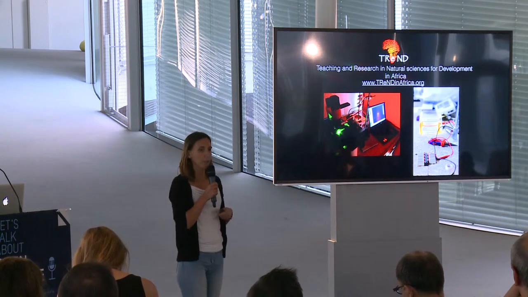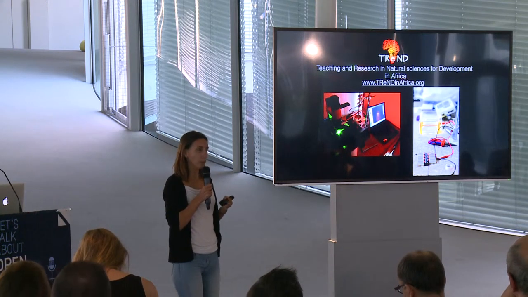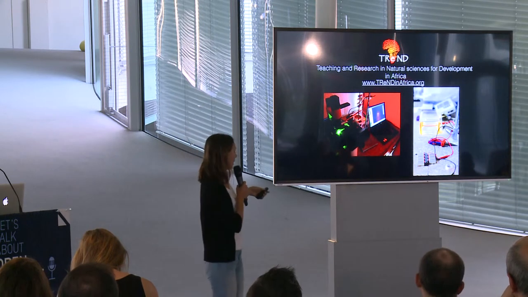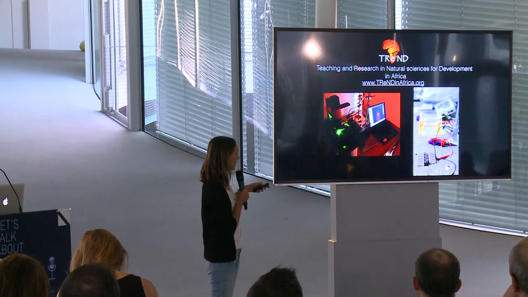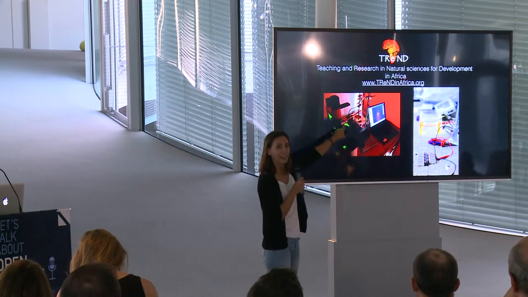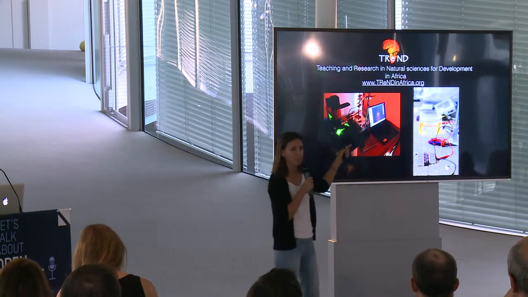And at the beginning, we were just improvising because we wanted to teach about science with the resources that were locally there. So we would, for example, use as a camera for our microscope a very cheap webcam put together with chopsticks.